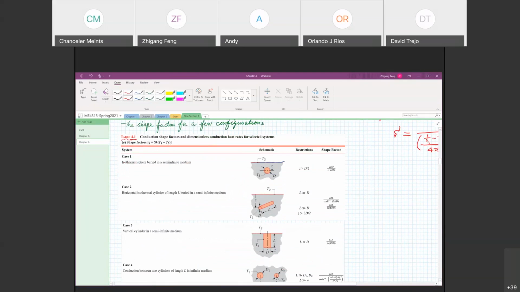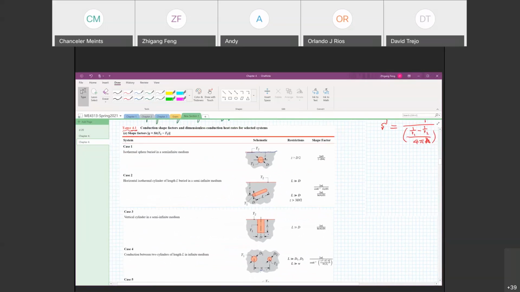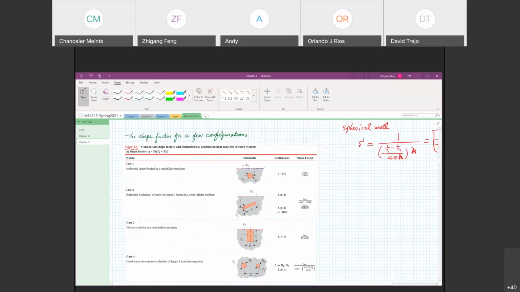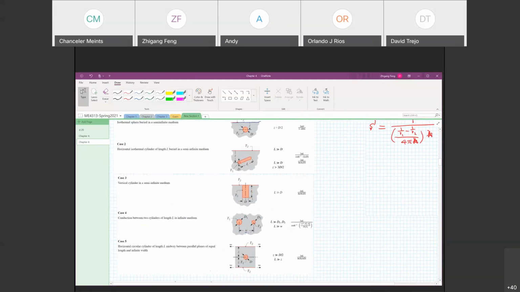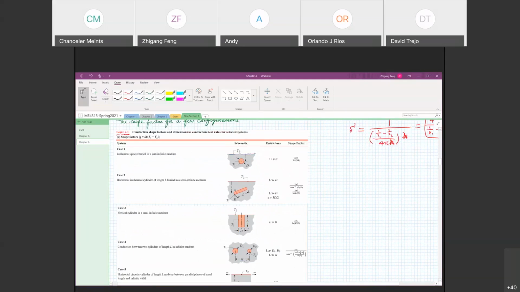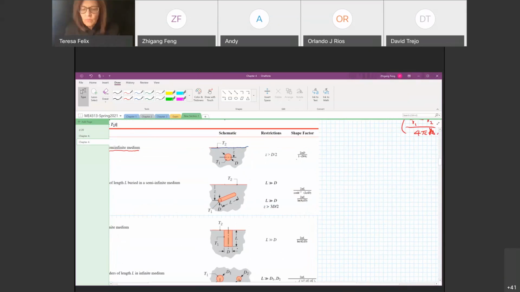So here I include 5 cases. So let's, for example, look at the first case, case 1. Case 1 is for an isothermal sphere buried in a semi-infinite medium, such as ground, a sphere and a ground surface, okay? And the shape factor is given by this formula.